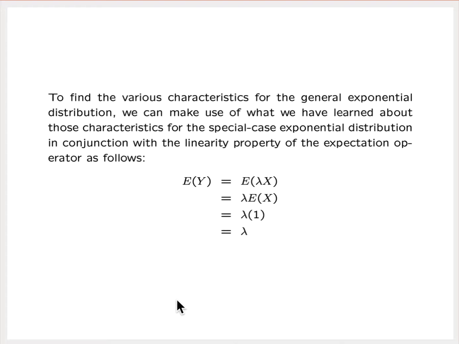So, for example, to start off with, the first raw moment of the distribution of y, the expected value of y, which is also the mean of the distribution of y, is equal to the expected value of lambda times x. Because lambda is a constant, we can pull it out of that expectation. The expected value of x was found to be 1. And so this shows that the expected value of y is equal to lambda.